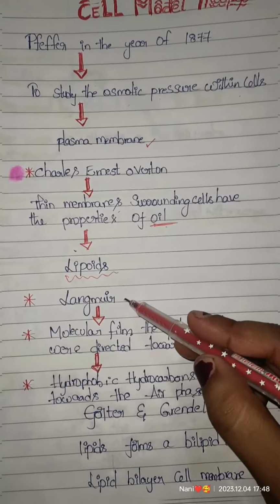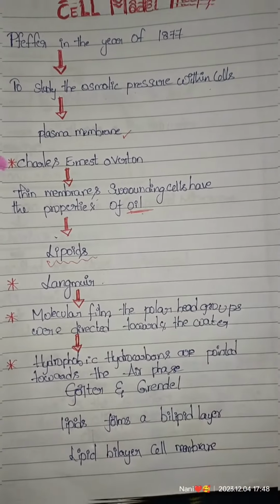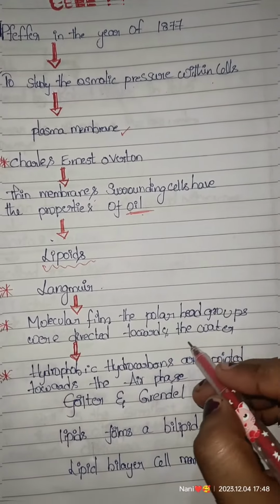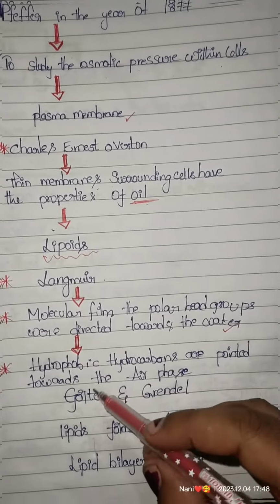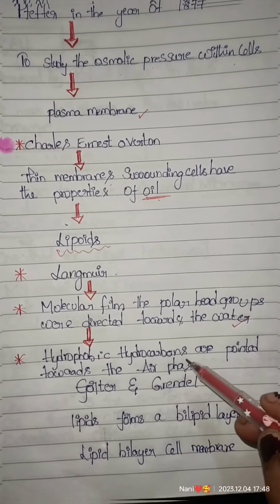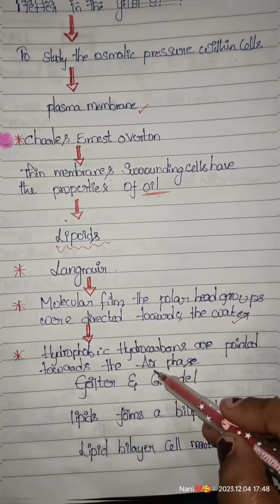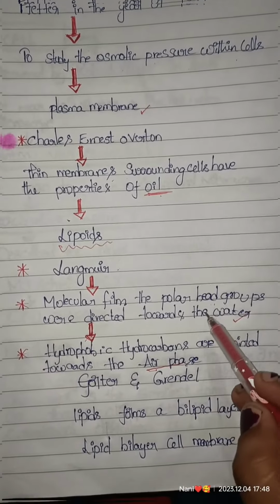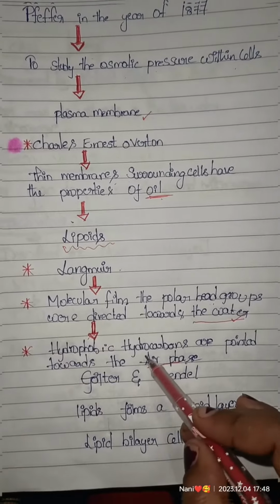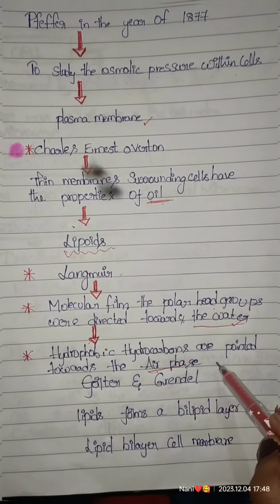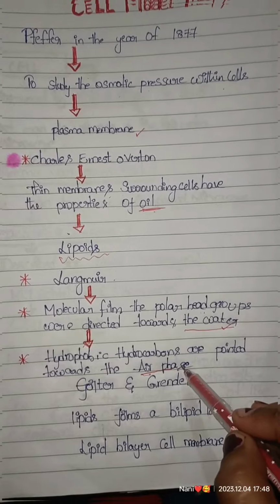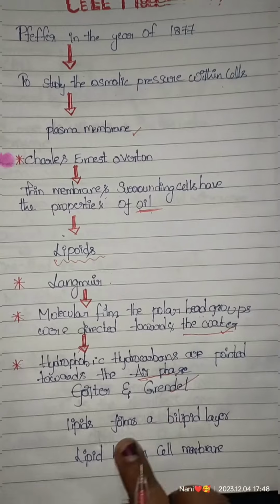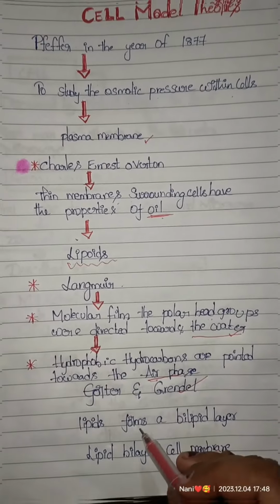And then Langmuir was the scientist who proposed that in the molecular film, the polar head groups were directed towards the water, and he also proposed that hydrophobic hydrocarbons are pointed towards the air phase. That means here the polar head groups will be directed towards the water, and the hydrophobic hydrocarbons will face towards the air phase.